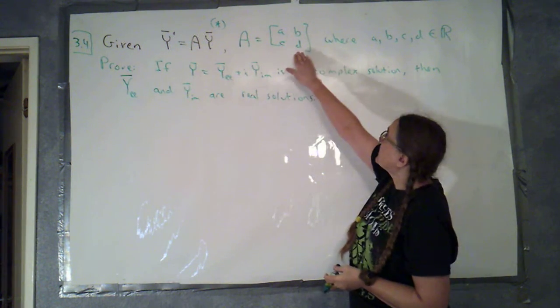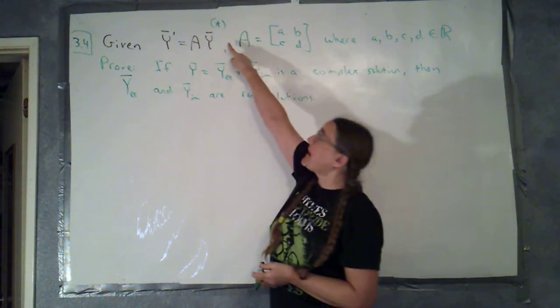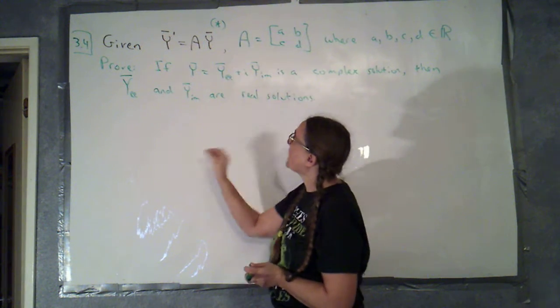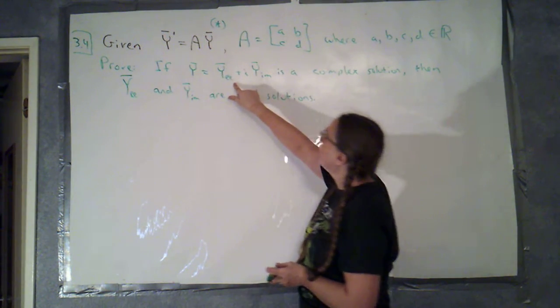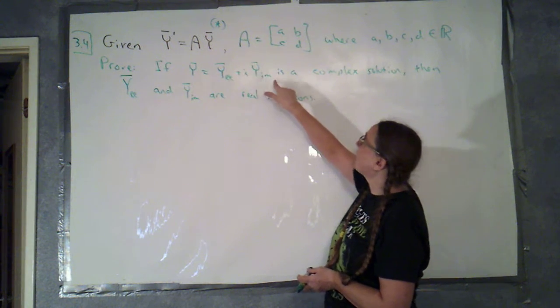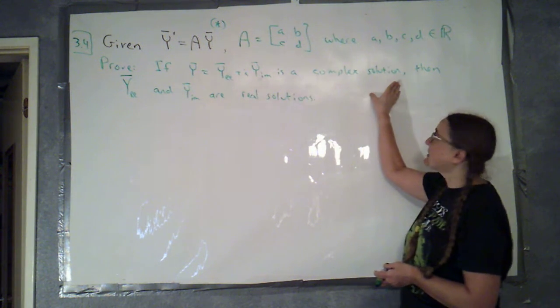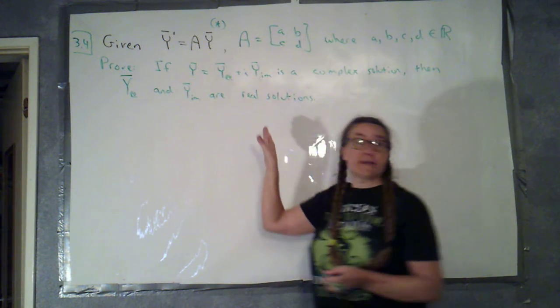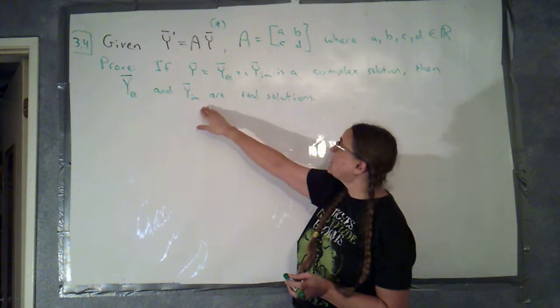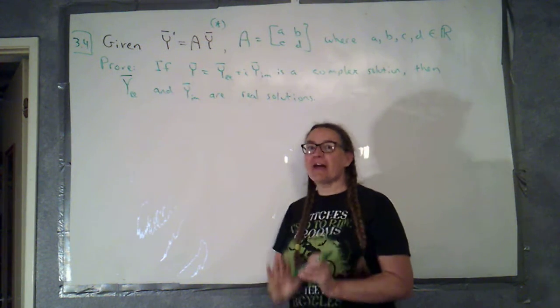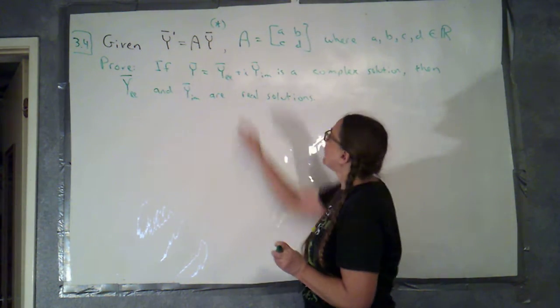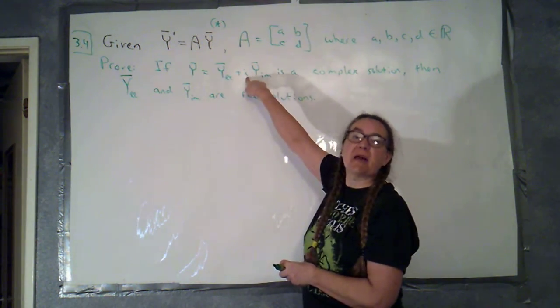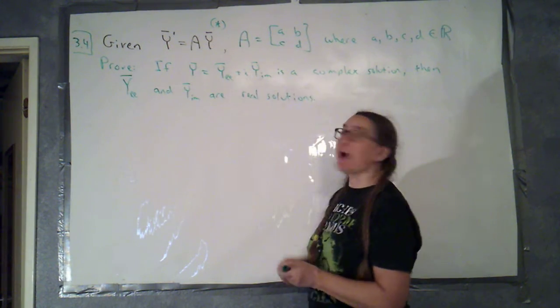Okay. So given a system like this, I'm going to refer to that differential equation as star. We're going to prove if y, which is the real part plus i times the imaginary part, is a complex solution, then the real part and the imaginary part are real solutions. Remember, the imaginary part is a real valued function. It's the real valued function that gets scaled by an imaginary scalar of i.